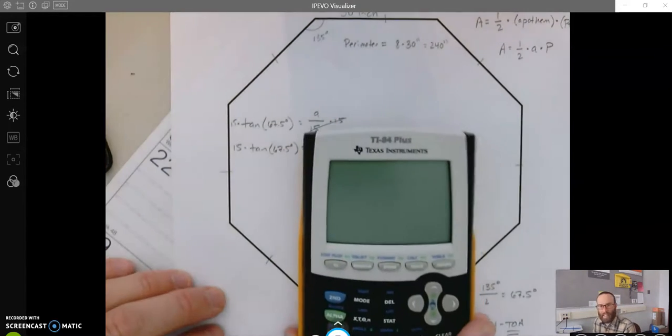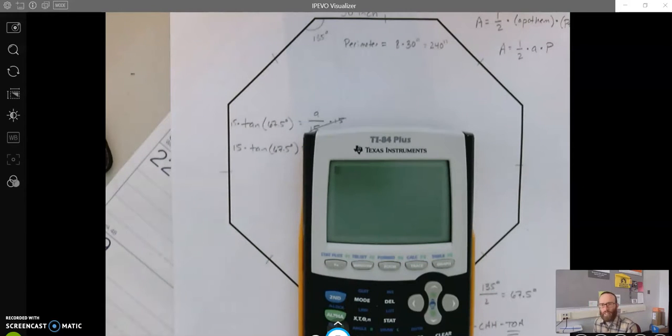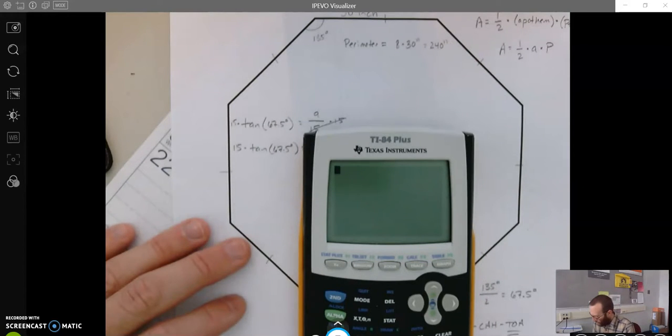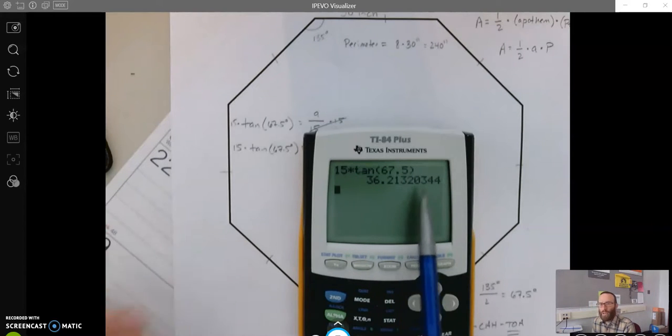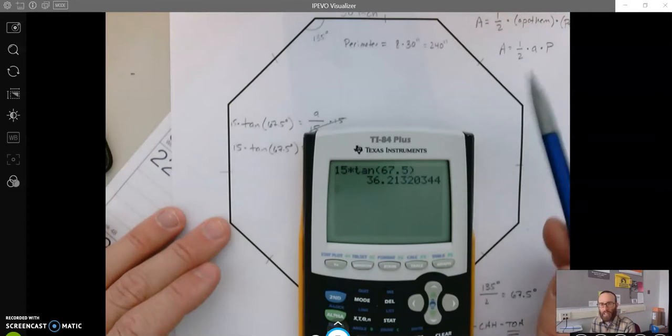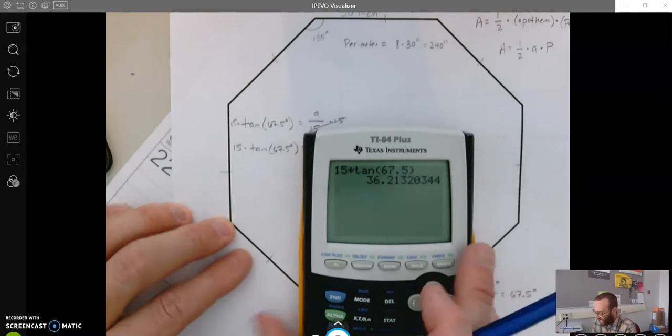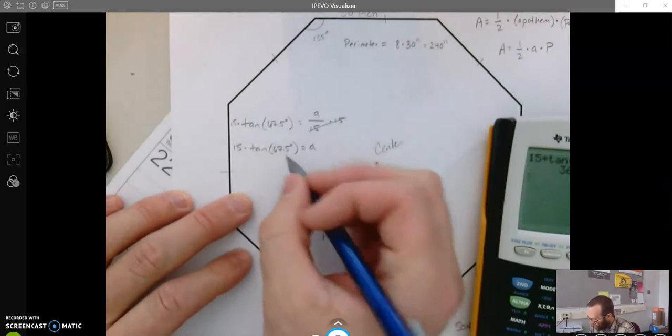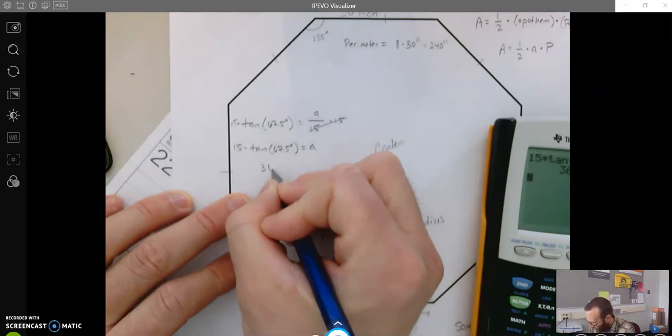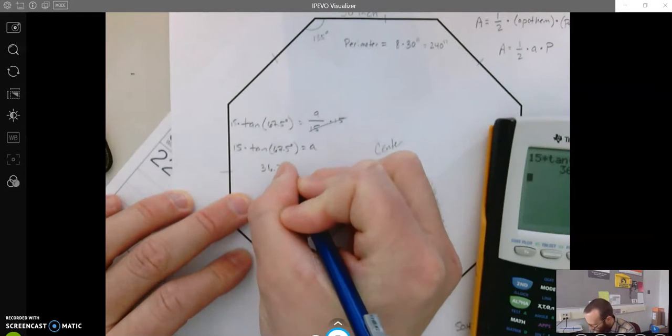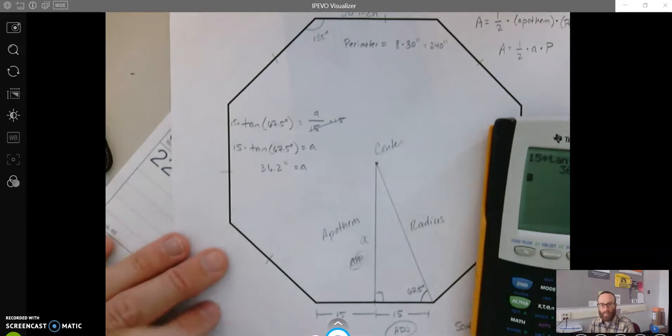And all I'm going to do is type that into my calculator all at once. Okay, so if you're using your phone, it might be a little bit different. But 15 times tangent 67.5 degrees, and equals. Now, notice that it says 36.2132, etc. I don't want to round this off when I type it into my formula up here, but as I write it, I'm going to round. So 36.2 inches equals A. And so that apothem's a little bit longer than the whole side.